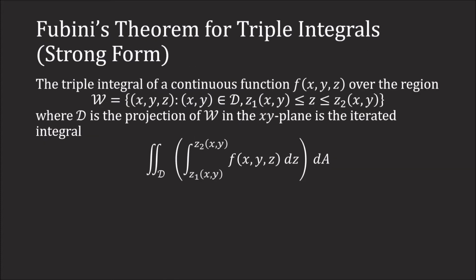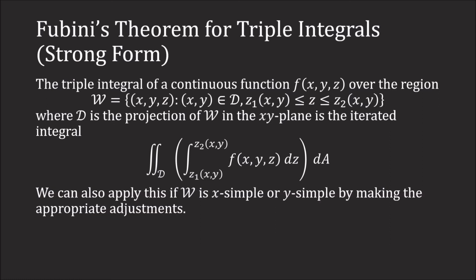So the triple integral of a continuous function f of xyz over this given region, where D is the projection of W in the xy plane, is the iterated integral, double integral over D of the integral from z1 to z2 of f of xyz dz, and then all dA. We can also apply this if W is x simple or y simple by making the appropriate adjustments.